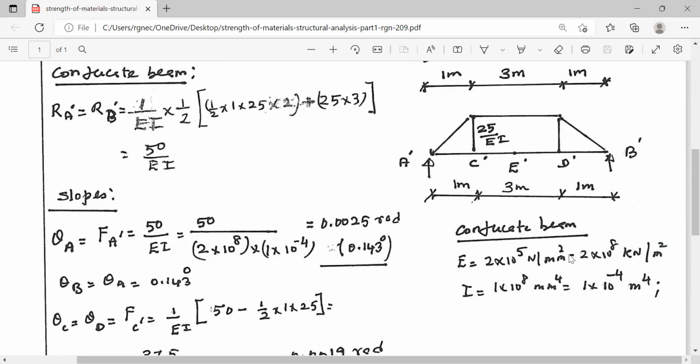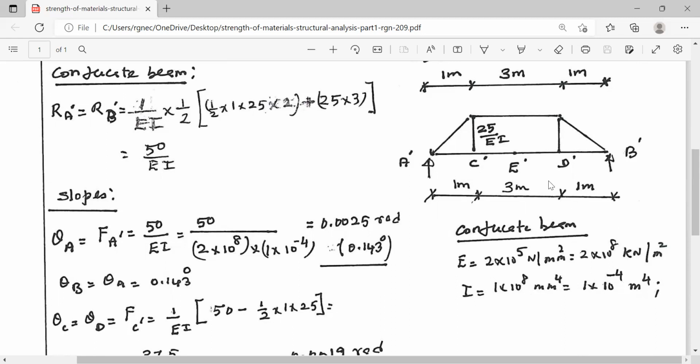To convert millimeter square to meter square, you have to multiply it by 10 power 6. So it becomes 2 into 10 power 8 kilonewton per meter square. Moment of inertia is given as 1 into 10 power 8 millimeter power 4. To convert this to meter power 4, you have to divide it by 10 power 12. It becomes 1 into 10 power minus 4 meter power 4.